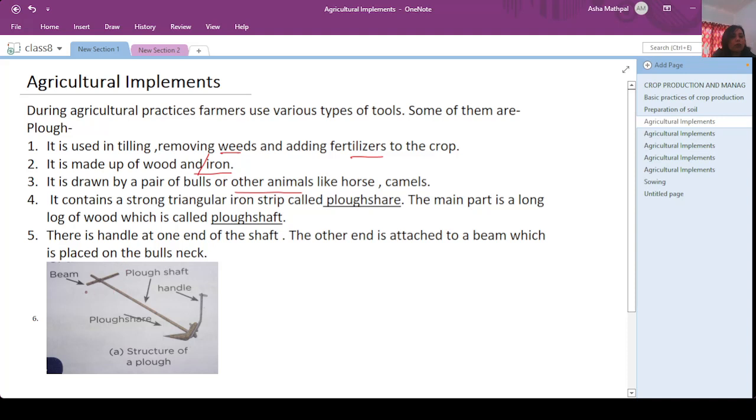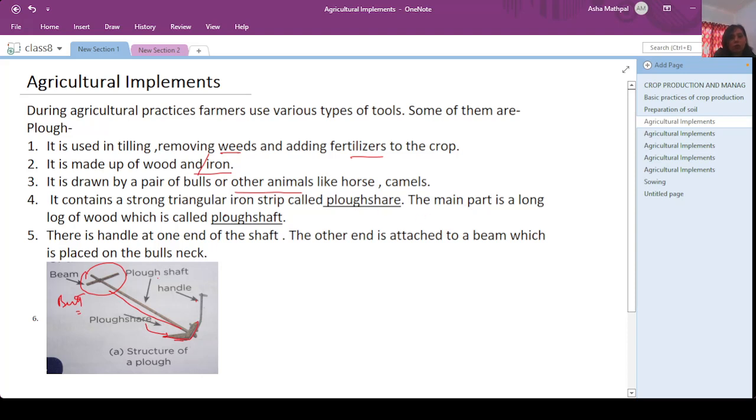This end is over the body of the bull. This is the sharp end here, and this is the handle, this is the plow shaft. This whole rod is called a plow shaft, and this triangular end is called a plow shear. It is mentioned here, it contains a strong triangular iron strip called a plow shear. It basically moves inside the soil and helps in the loosening of the soil.